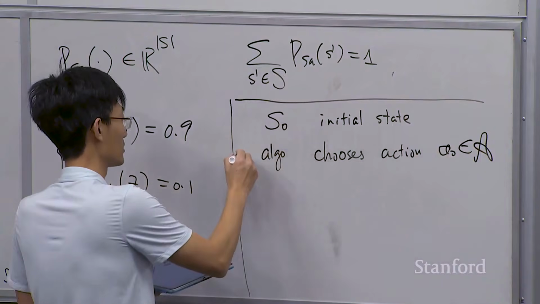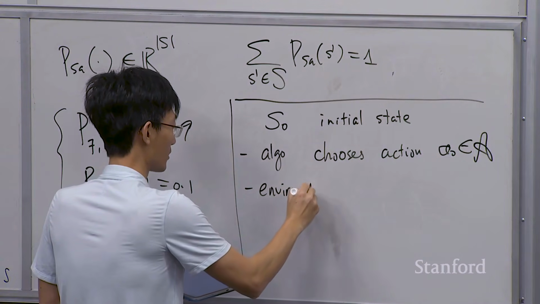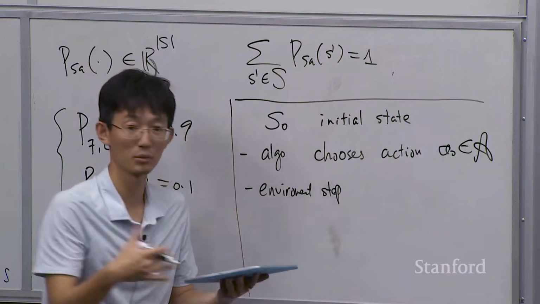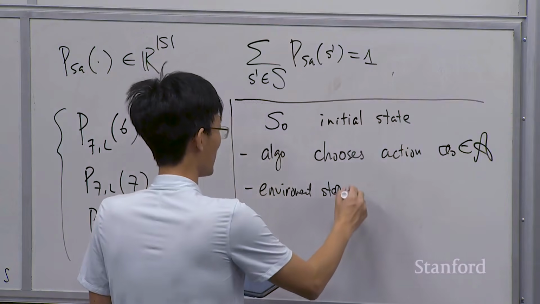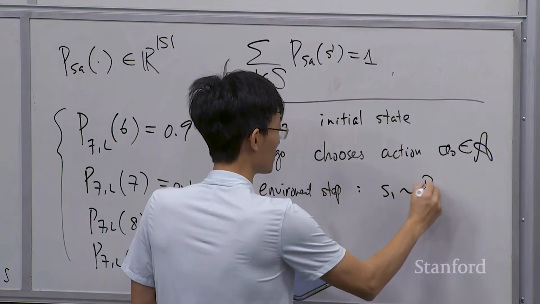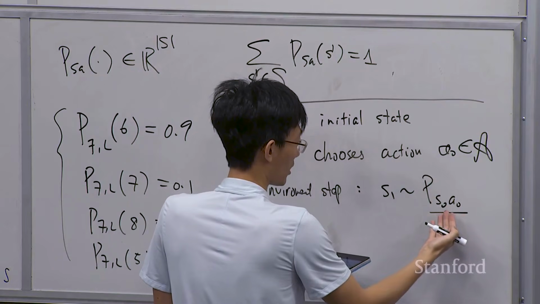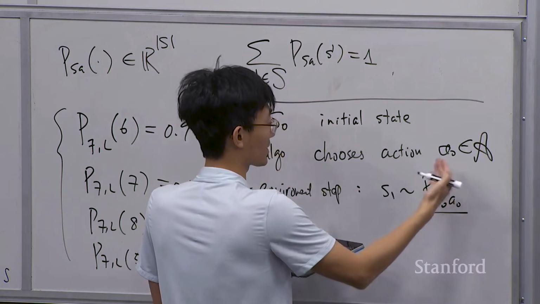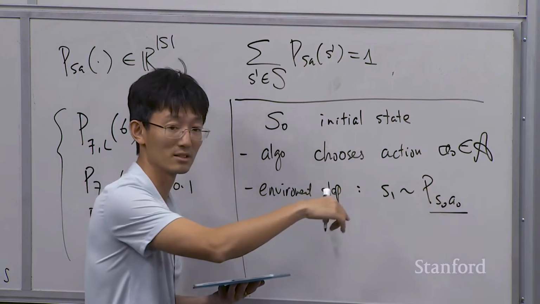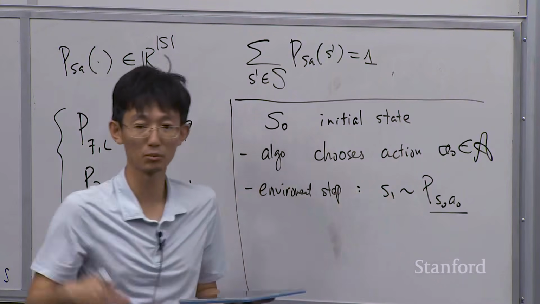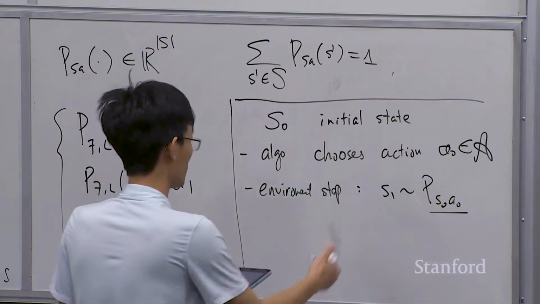And then there is an environment step, meaning that you are interacting with the environment. Your action is making an effect. That means you are sampling from this distribution PS0A0, because recall that this is the distribution of the next state given the action A0 on the state S0. So you sample one state from that distribution. It's a stochastic step. And then you get S1.